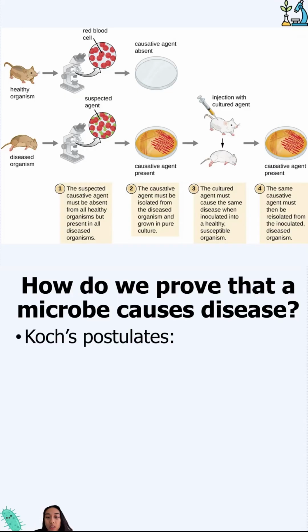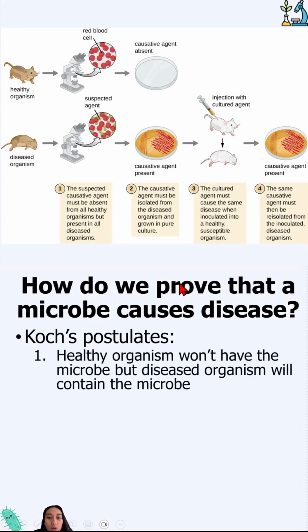causes a specific disease. So the first rule of Koch's postulates is that a healthy organism, for example, a healthy mouse, should have no microbes inside of their blood or whatever sample we're collecting. But if we have a diseased organism, an organism that is sick, it will have the suspected microbe, if we look under the microscope.